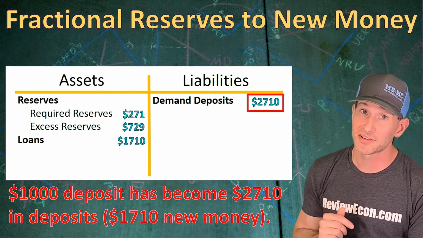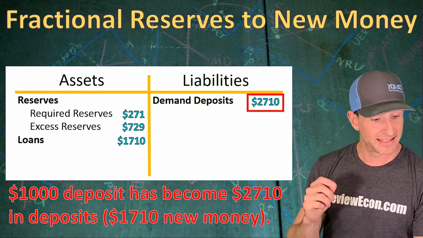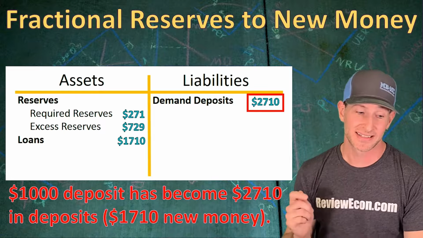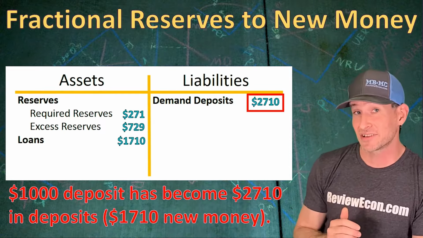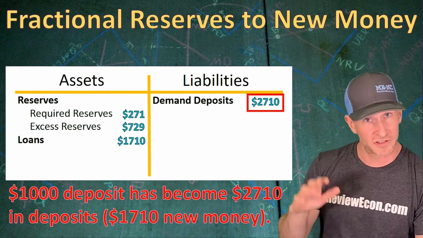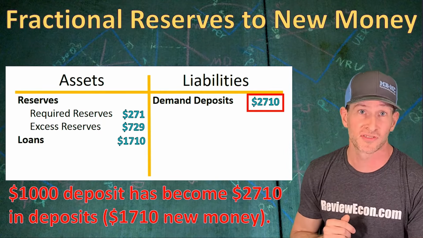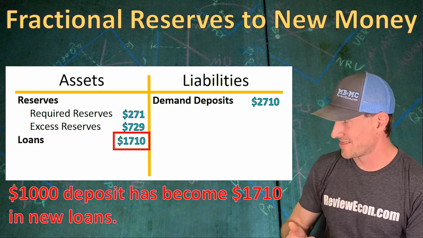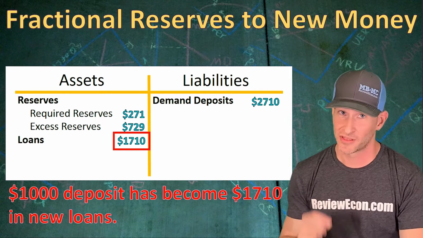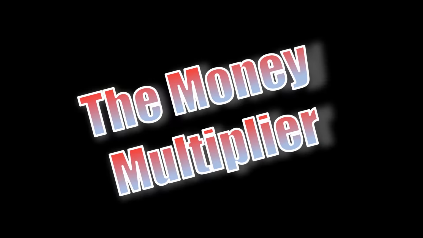That original $1,000 deposit made by Terry has now become $2,710 worth of total deposits. That's $1,710 worth of brand new money that was created through the fractional reserves system. So that's $1,710 worth of brand new loans, and that is where the new money came from. Those loans created that money.